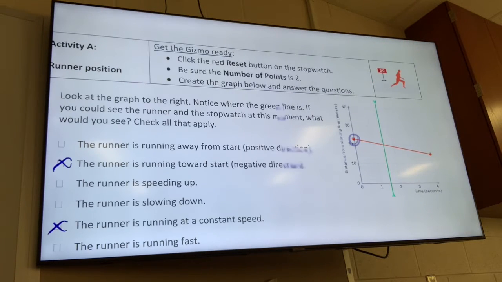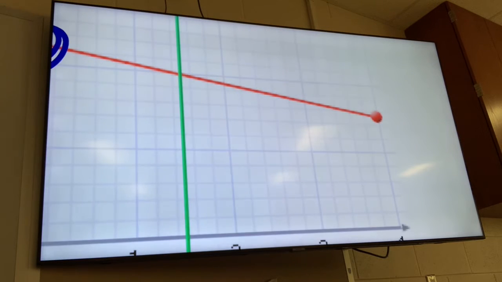Okay. And then where did he end up? And then on this one, I got 15. Because if you go by 2, so this is 10, there's 12, there's 14, and there's 16, and it's kind of in between those 2. So that's how I got 15.